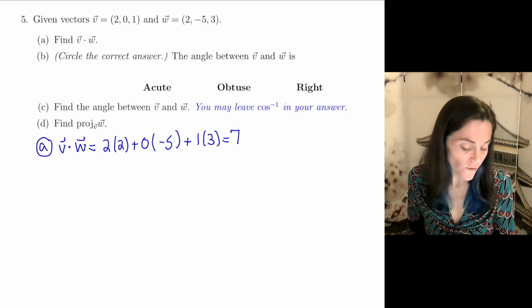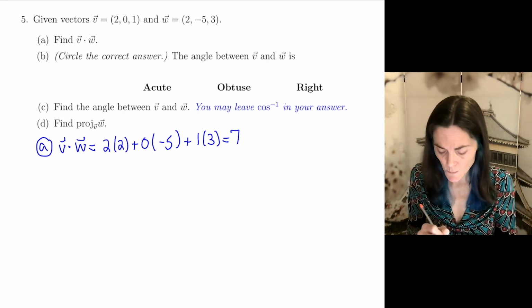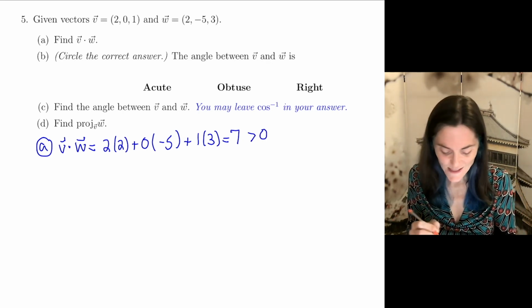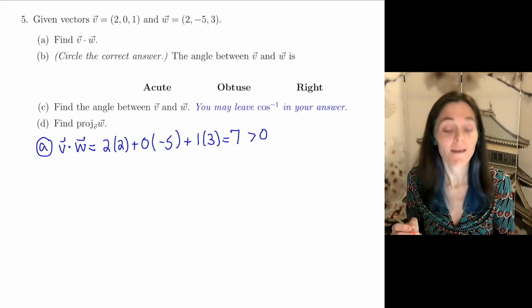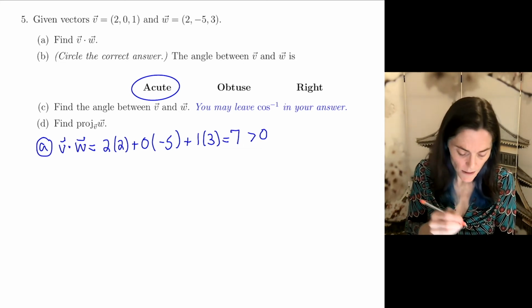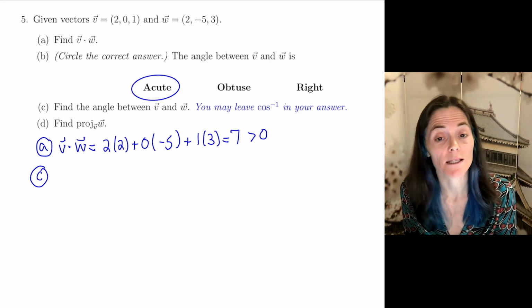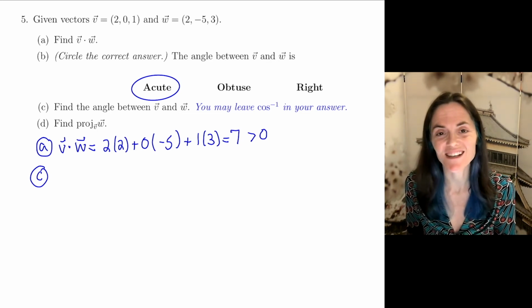Now, immediately, before I even answer letter C, I know the answer to letter B because this is positive. And so this says that the angle between V and W is acute. So let's move on to letter C. Find the angle between these 2 vectors. We can leave cosine inverse in our answer.